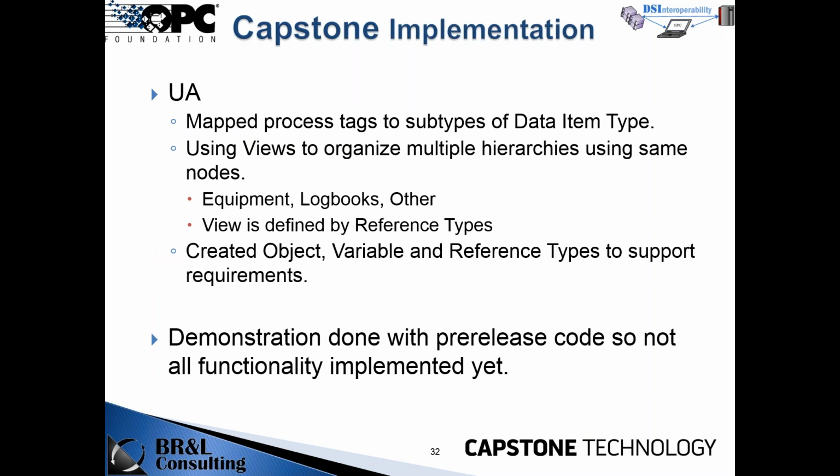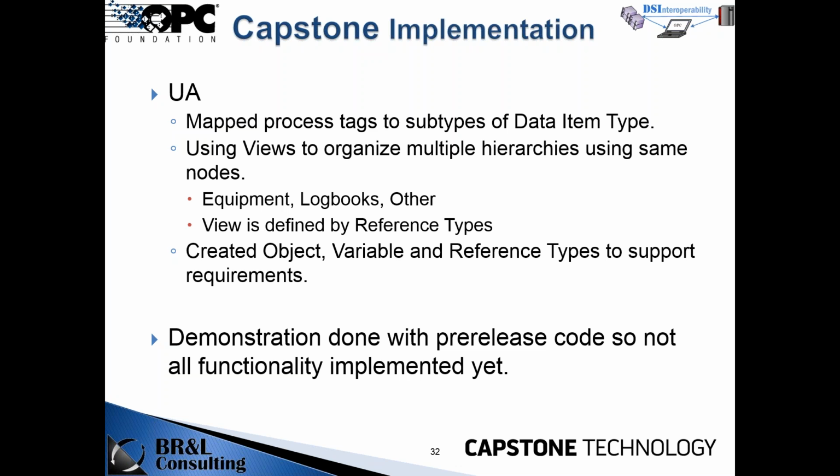So on the UA front, we mapped our existing process tags to subtypes of the UA data item type. We're leveraging views, which are a construct in UA, and that allows us to organize our multiple hierarchies and gives us reuse of the nodes. Some of the hierarchies that we're implementing are equipment, logbooks, our process areas, and some others as well.